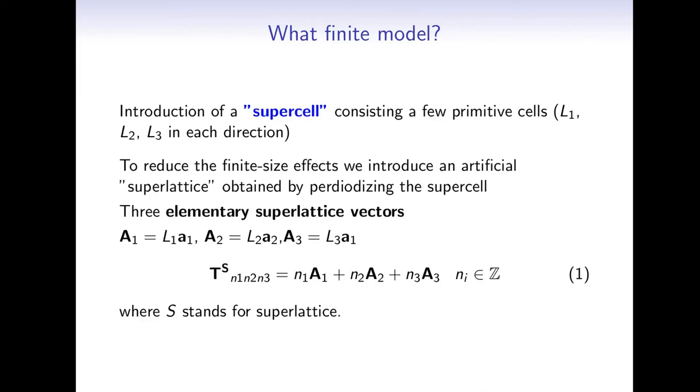But of course, you want to reduce the finite size effect. So what I'm going to do is include the effect also of the infinite other atoms outside, and you introduce an artificial super lattice, it's really artificial, which you obtain by periodizing the supercell. So now you introduce new elementary super lattice vectors, which are essentially the products of a1, a2, a3 with a number of supercells. And you have now a super lattice. So I call it T_SL, for super lattice.